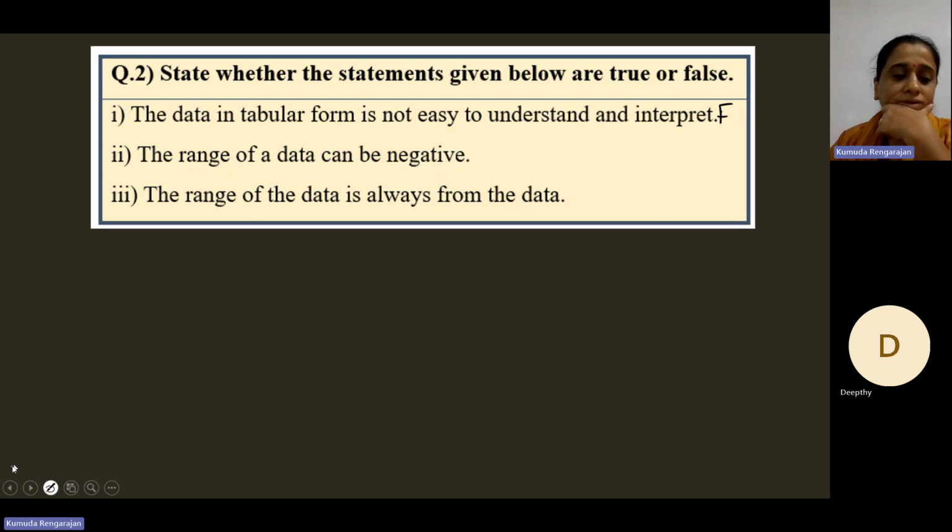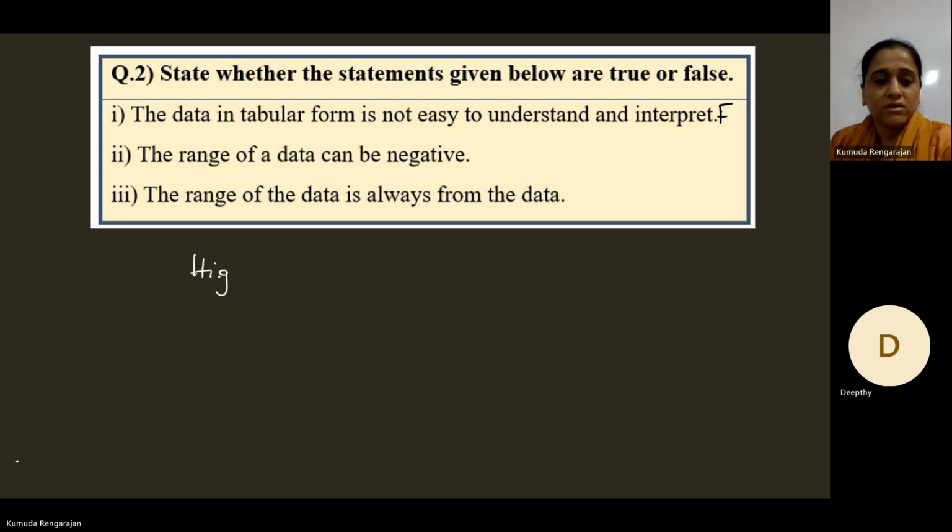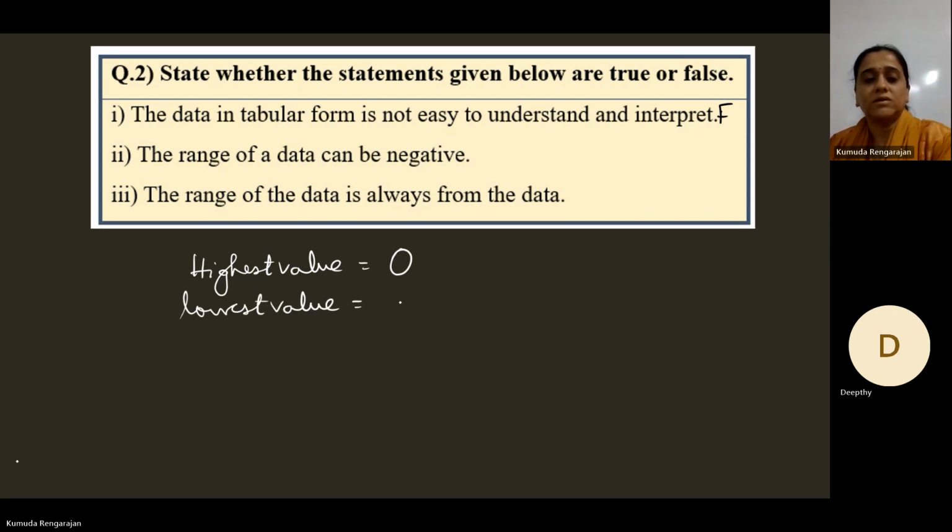Okay, let's take an example. Now, supposing the highest value is, say, 0, and the lowest value is minus 50. What's the range? Highest value minus the lowest value. Highest value is 0, minus the lowest value.